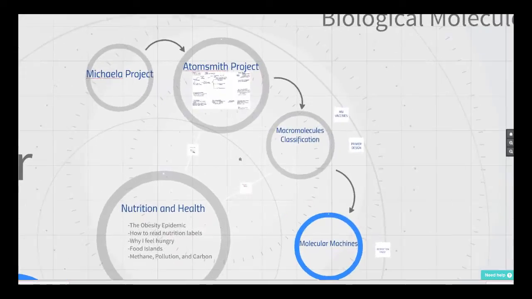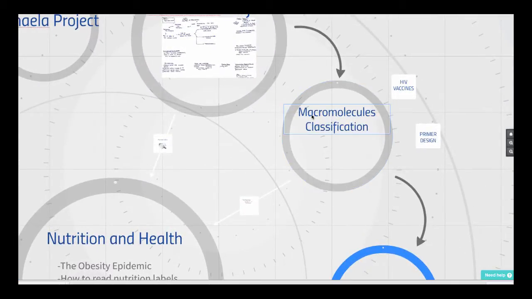The interesting thing I wanted to show you here is that from macromolecules and classification, we can use the concepts that we've taught here to learn about HIV vaccines, to learn primer design, which would then later aid us in PCR and create a tie-in to Tripp's class.